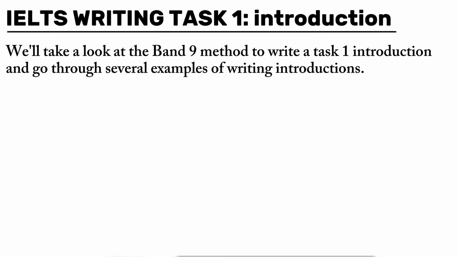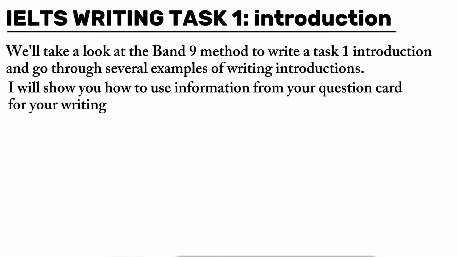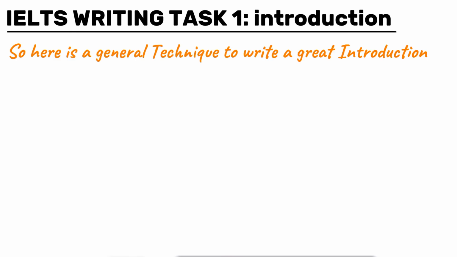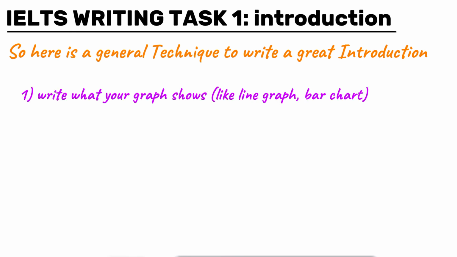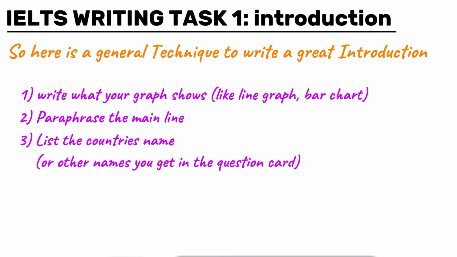We'll take a look at the band 9 methods to write a task 1 introduction and go through several examples of writing introductions for different tasks. I will show you how to use information from your question card for your writing. So here is a general technique to write a great introduction. At first, write what your graph shows, then paraphrase main line. After that, list countries or other names that appear in your question card. And finally, indicate a time period.